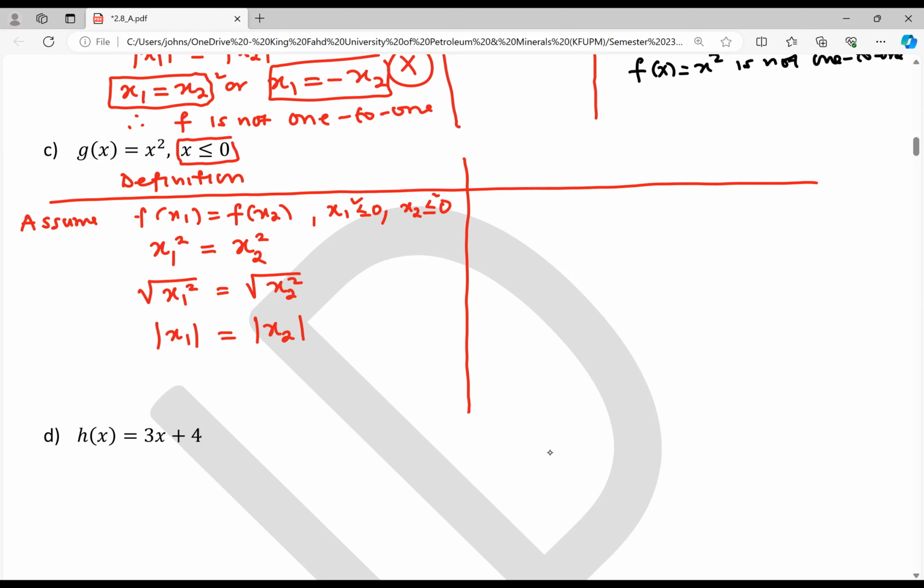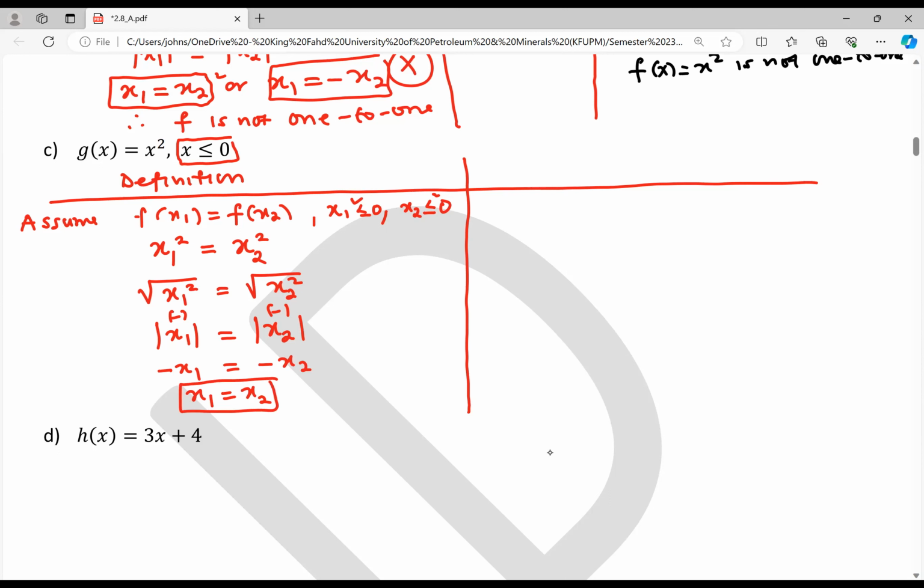If both x1 and x2 are zeros, you will have 0 equals 0. So we can assume that these are both negative since we are dealing with less than. So we take the negative part. And since they are negative, this is just going to be minus x1 equals minus x2. So x1 is going to be x2.